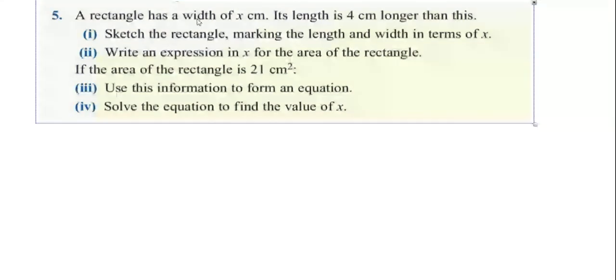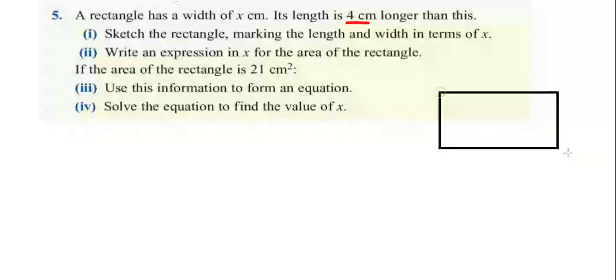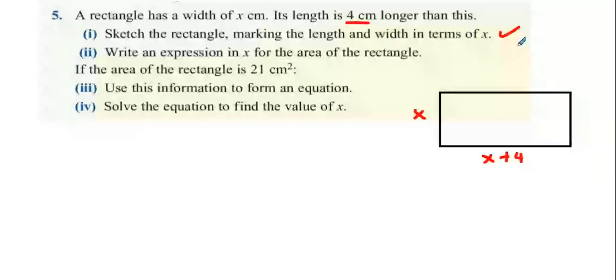A rectangle has a width of x centimeters and its length is 4 centimeters longer than this. So my suggestion would be, first of all, to draw out a rectangle, have a shorter and a longer side. Well, if the width is x, that means that the length has to be x plus 4 because it's 4 longer than it. Okay, so there we go.